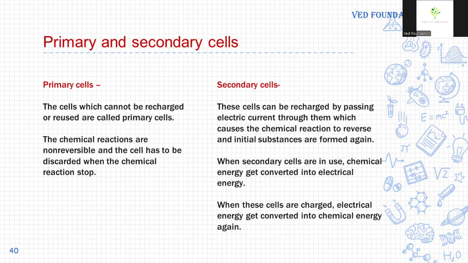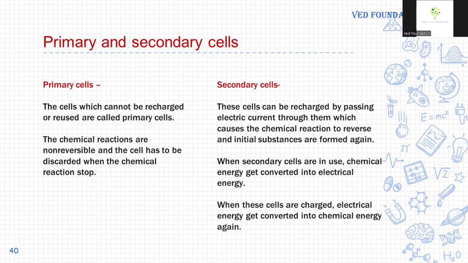Primary cells. The cells which cannot be recharged or reused are called primary cells. The chemical reactions are non-reversible and the cell has to be discarded when the chemical reaction stops. So we cannot use a primary cell again and again. Once the chemical reaction stops, we have to throw away primary cells.